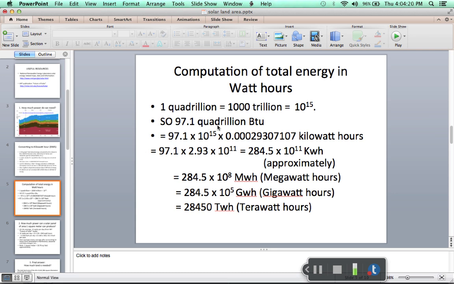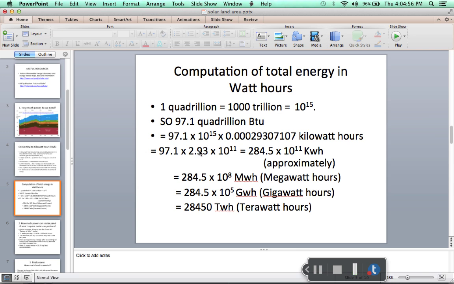Anyway, a quadrillion is 1,000 trillion, and that's like 10 to the 15. And so 97.1 quadrillion BTU equals 97.1 times 10 to the 15, and times that much in kilowatt hours. So if you multiply all of that, here we use a little bit of scientific notation. If you move the decimal 4 places to the right, then 10 to the 15 reduces to 10 to the 11.